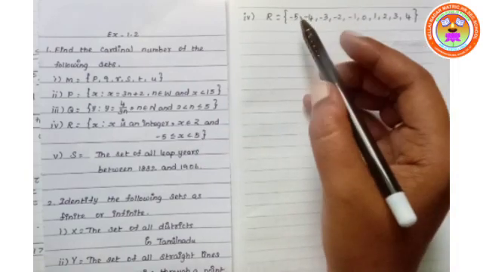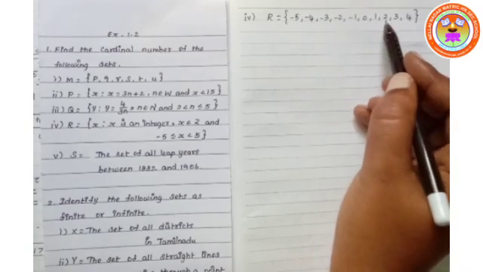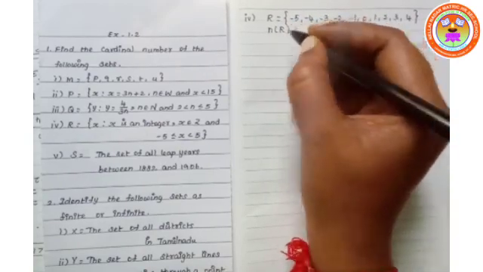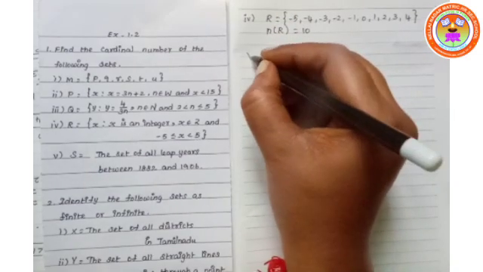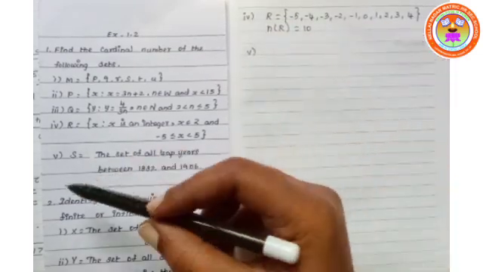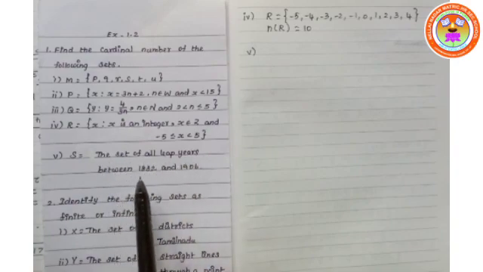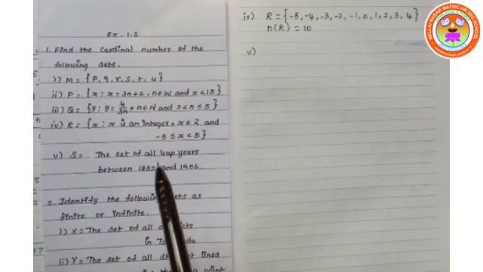Now, count the elements: 1, 2, 3, 4, 5, 6, 7, 8, 9, 10. So the number of elements in the set R, that is n(R), is equal to 10. Now, see the fifth subdivision. S is equal to the set of all leap years between 1882 and 1906. Leap year means that the year should be divisible by 4.